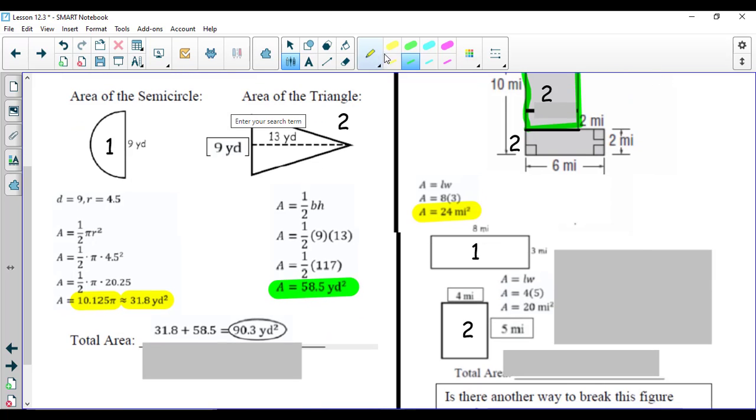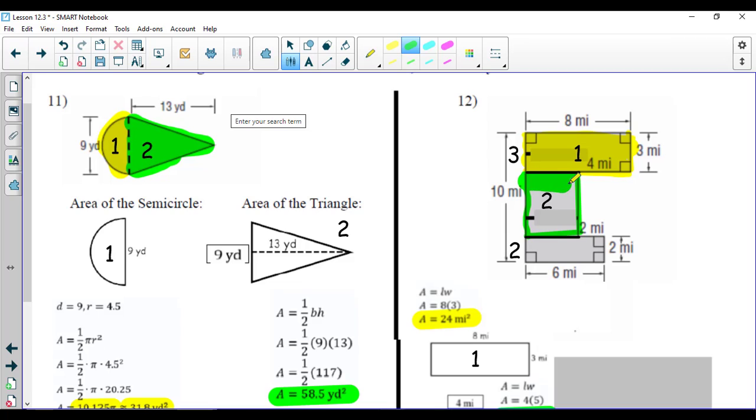So to find the area of that region for rectangles, it's pretty simple. It's just length times width. So take 4 times 5 to get 20. So the area of this green shaded region is going to be 20 miles squared.